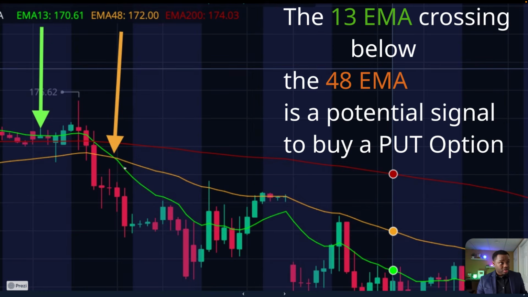And if I see it cross under the 48 and I'm on the 5-minute time frame, I'm trying to trade it today, or if I'm on the weekly time frame or the daily time frame and I want to trade it out for a month or out for a week, remember, trade it off of the charts, not your heart.